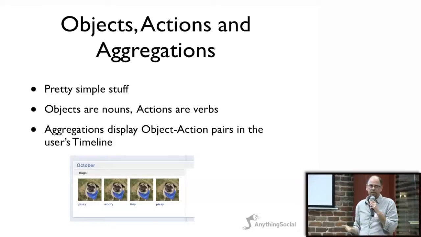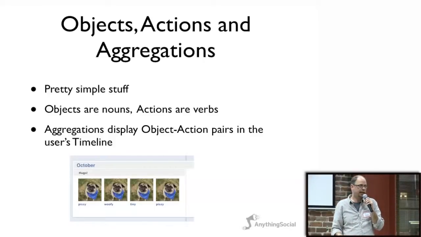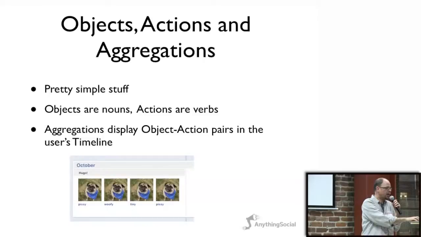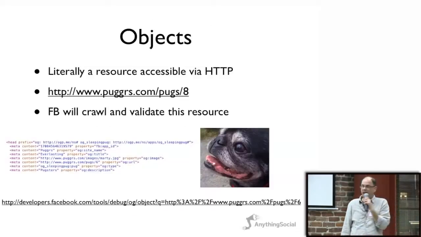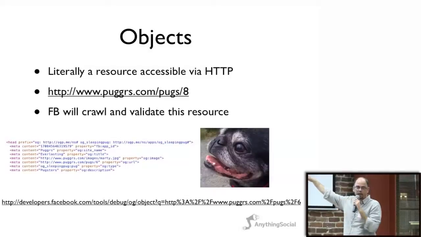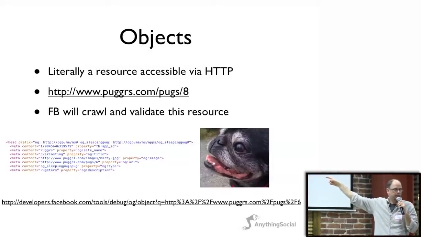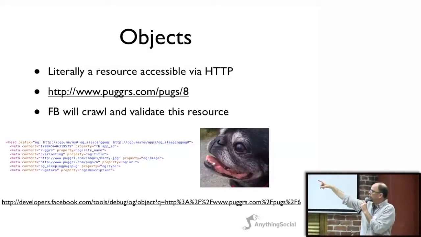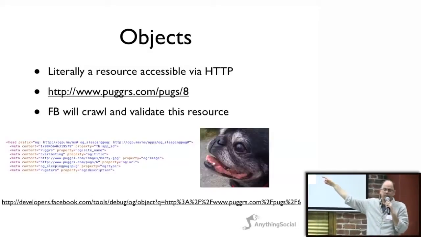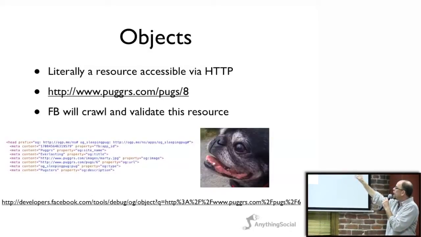nouns and verbs make sense to us, but they don't necessarily make sense to the Graph API, and they don't necessarily make sense to computers per se. So, objects. We earlier looked at the header, right? And we saw these meta properties. And you can see this is completely unreadable, but I'll talk about it shortly. So the objects are literally a resource accessible via HTTP.